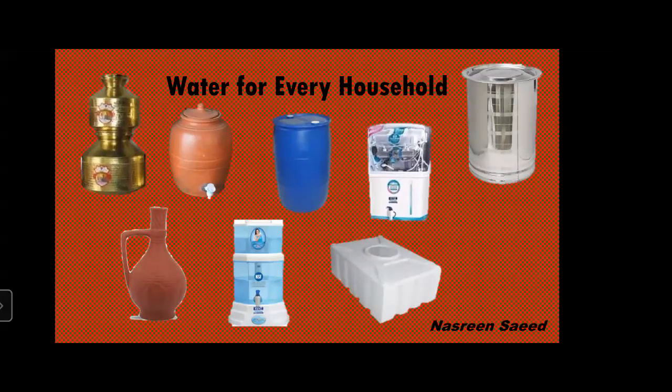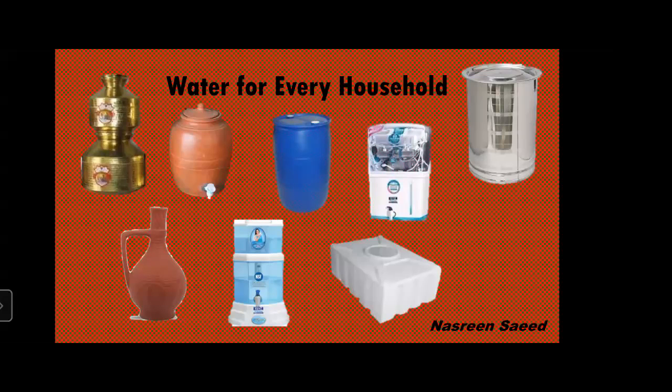These are some of the containers used for storing water. Some were used before time. Now this is a copper or this is brass utensil or brass container. Then this is a pot made of clay. Drum. Nowadays we are using plastic items. So this is drum made from plastic.